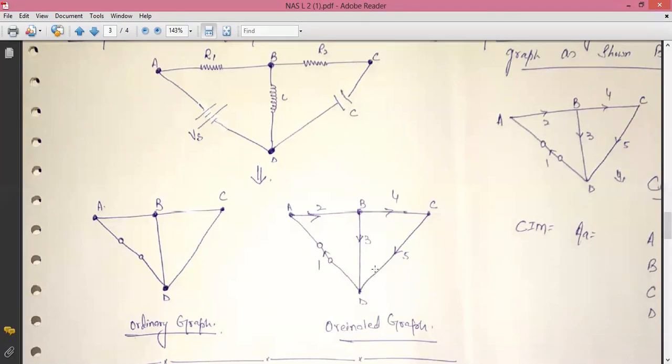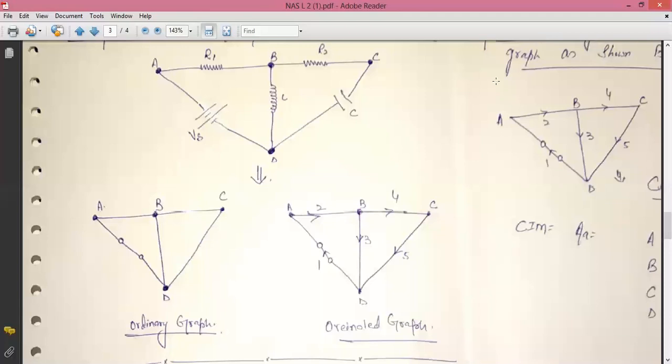That means a graph can be converted into two types. One is called the ordinary, another is called the oriented. But the only difference between the ordinary graph and the oriented graph is that in an ordinary graph, the direction of the current is not marked, whereas in an oriented graph, the direction of the current is marked. So up till here, anybody having any doubt, he or she can ask me. Anybody having any doubt? No, sir.